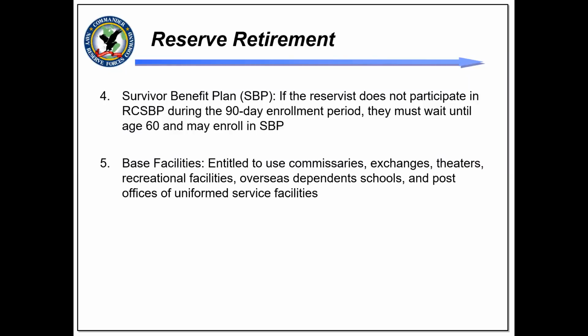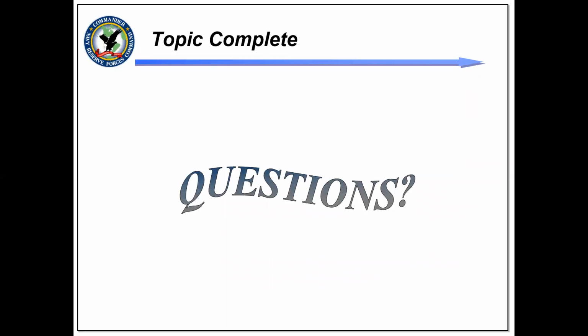Survivor Benefit Plan: if the reservist does not participate in RCSBP during the 90-day enrollment period, they must wait until age 60 and may enroll in the SBP. Base facilities: entitled to use commissaries, exchange, theaters, recreational facilities, overseas dependent schools, and post offices of uniformed service facilities.